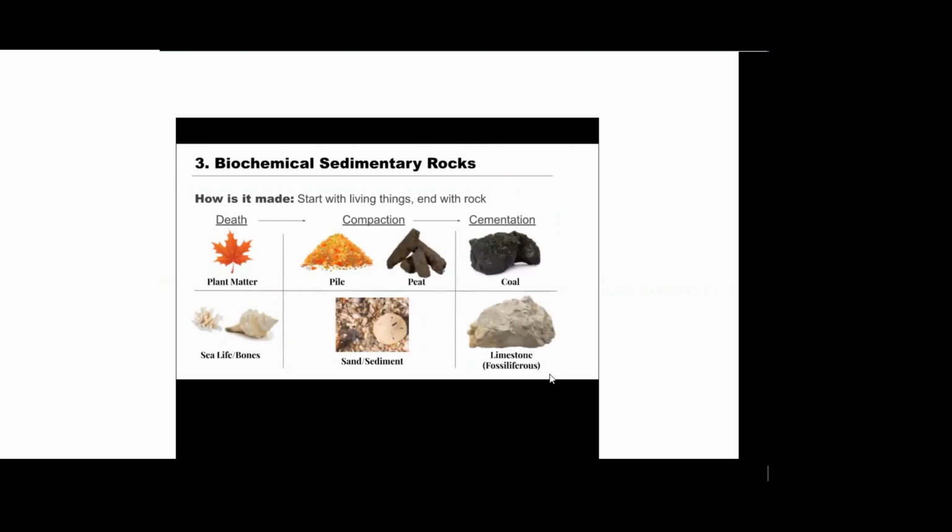How is it made? So these are biochemical sedimentary rocks. You're going to start with some type of organic matter, either plant or animal. In this case, it's sea life, so it's marine animals, but it really could be anything. So you have plant matter that dies. It eventually is going to, typically what happens is it gets buried, you get pressure put on it, and everything gets mashed together. And then once it's mashed together into a tight little bunch, then you have the minerals that get left behind that lock everything in place.